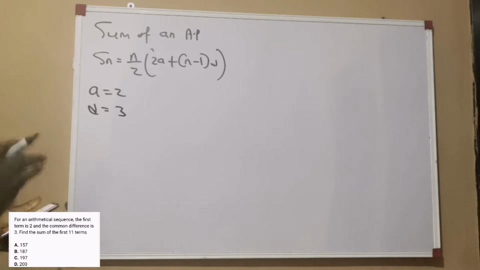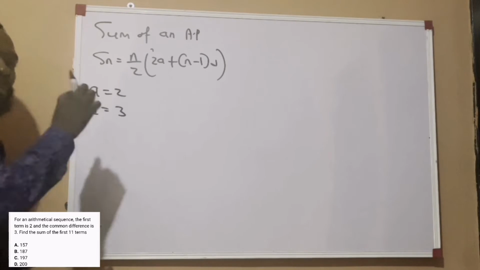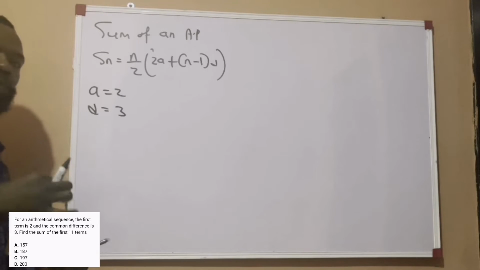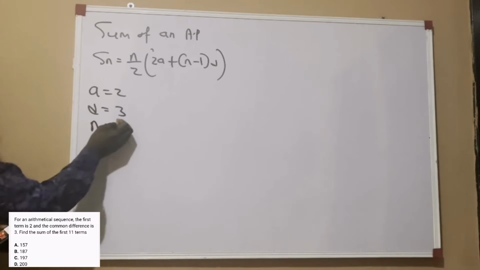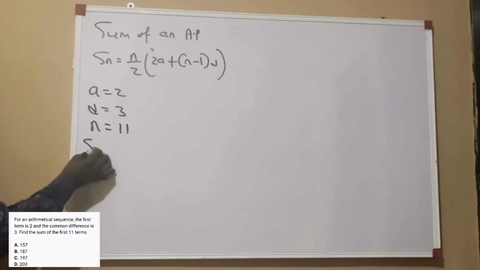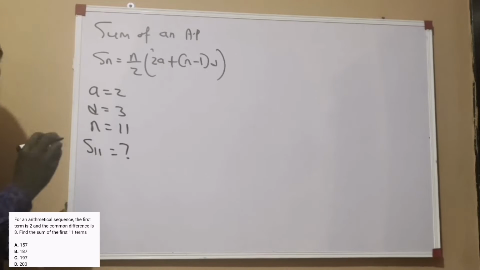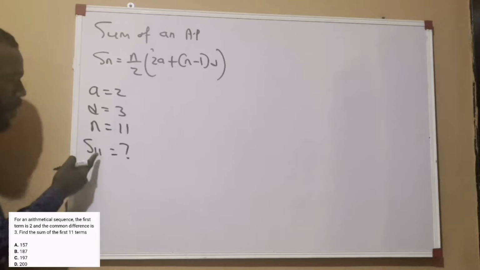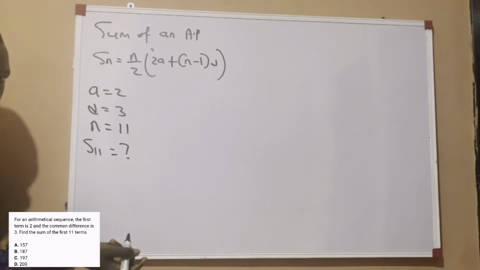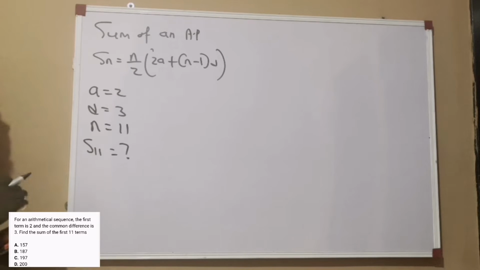Now the question says find the sum of the first 11 terms. Now our n here becomes 11 because that is what they said we should find, the sum of the first 11 terms. So my n is 11 and my S11 is unknown, because this is what they said we should find. We don't know this. But we know that n is 11, the number of terms, 11.